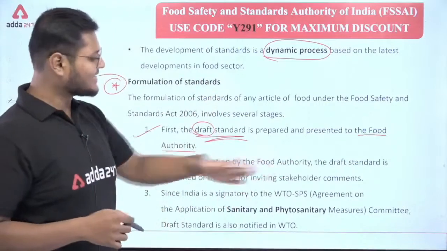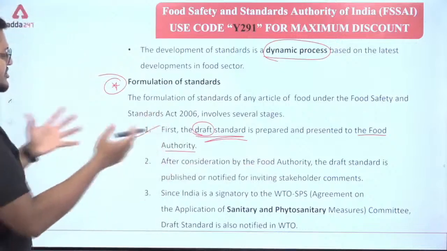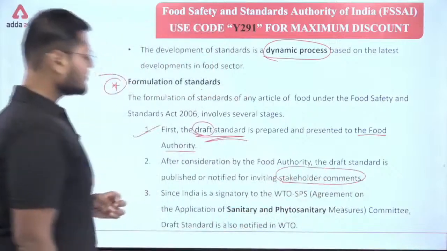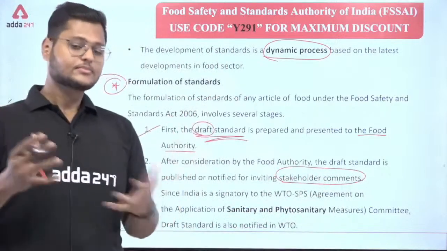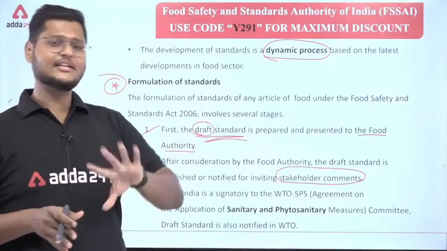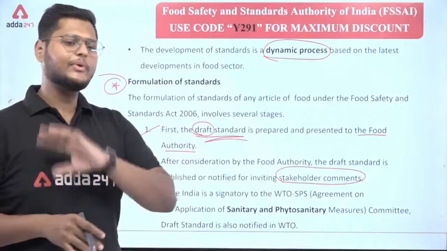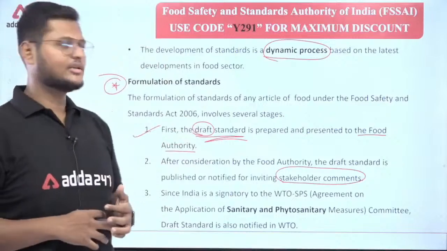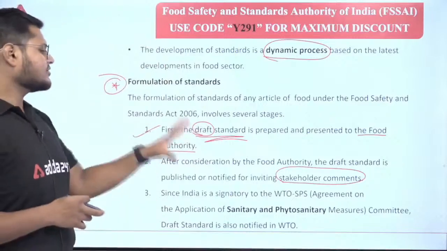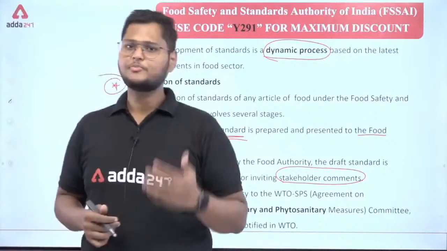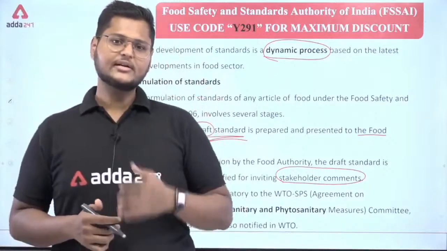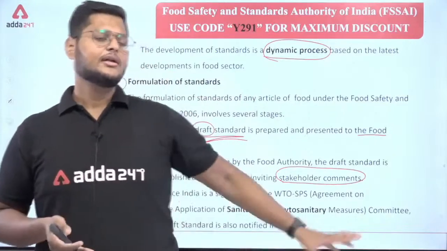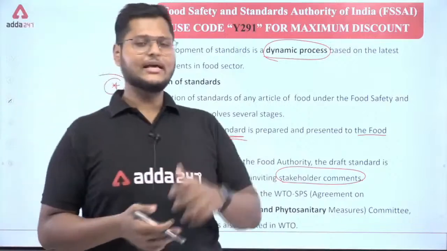After consideration by the food authority, the draft standard is published or notified for inviting stakeholder comments, okay. Once it has been considered by the food authority that yes, the draft is fine, and we can go ahead and introduce a new set of rules or regulations according to the draft standard, then it is notified. Now who are the stakeholders? People like you, people like me, people like the food business operators, all the entities involved with the food authority who might get affected by these rules and regulations or standards. They are known as the stakeholders.